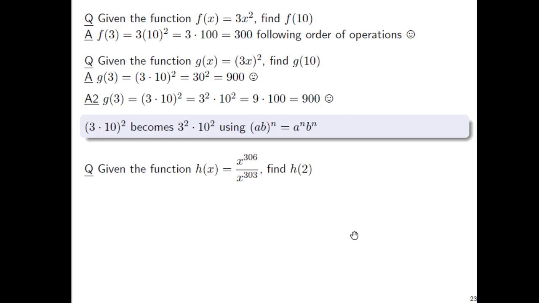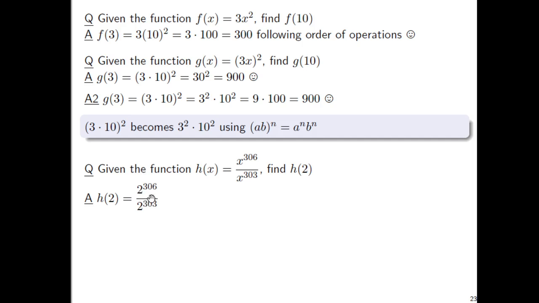Okay, let's try this one. Given the function h of x equals x to the 306 over x to the 303, find h of 2. So first of all, just plug in a 2 everywhere you see an x. Remember, for this function notation stuff, we're just writing this here, except we are replacing every time we see an x with a 2. So it looks like that.